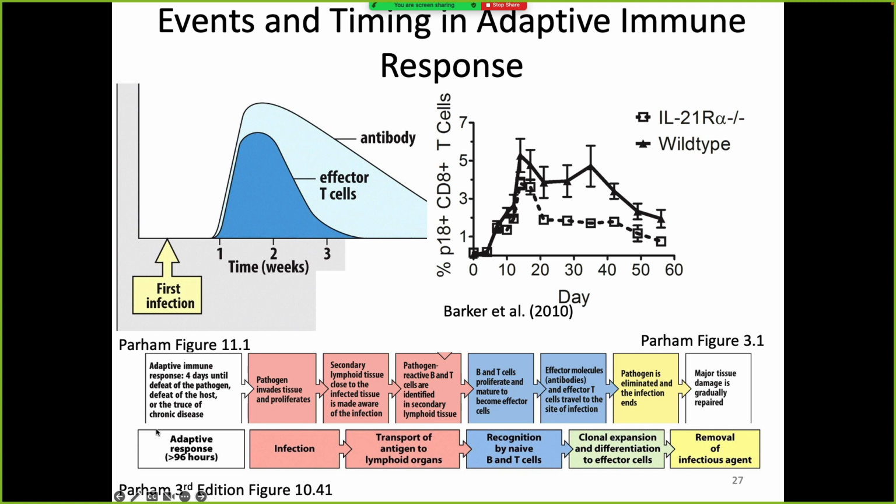When we think about an adaptive immune response, remember that one of the definitions of the adaptive immune response is that it takes longer than the innate immune response. So here you can see time of a first infection, and you can see a really good antibody response and a really good T cell response, sort of at about 10 days, between 1 and 2 weeks following that infection. So there's this gap in time.